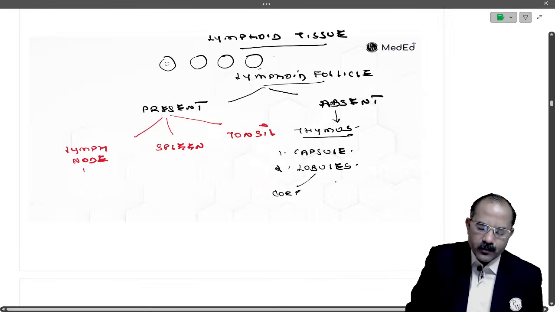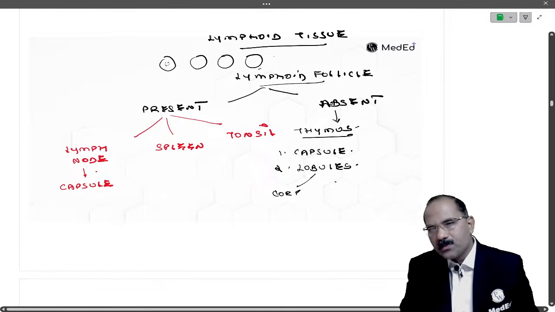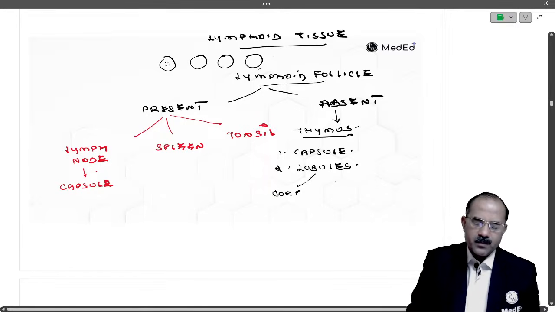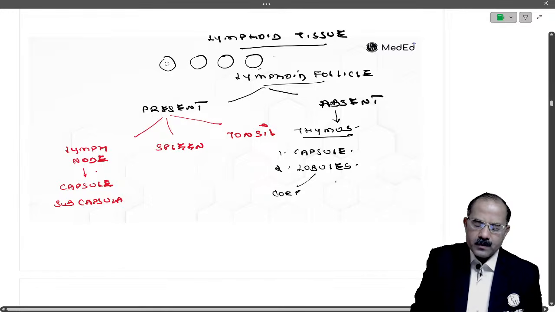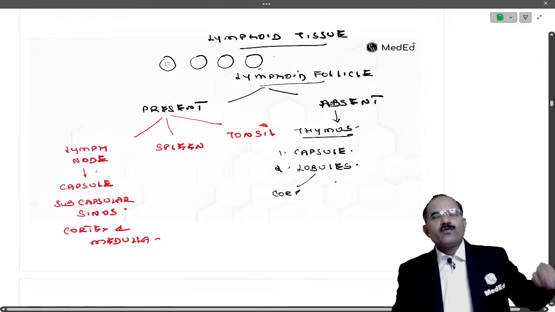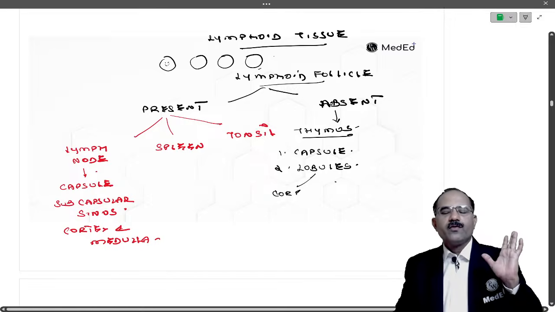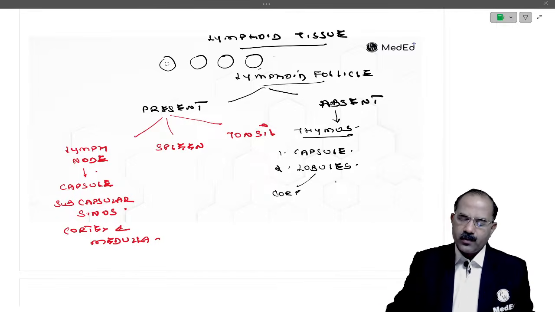Now how do you identify a lymph node? Lymph node में एक capsule होगा, and just below the capsule there's a space. What is that known as? A subcapsular sinus. Then there's a cortex and a medulla, and lymphoid follicles are present in the cortex. Clear to all of you?